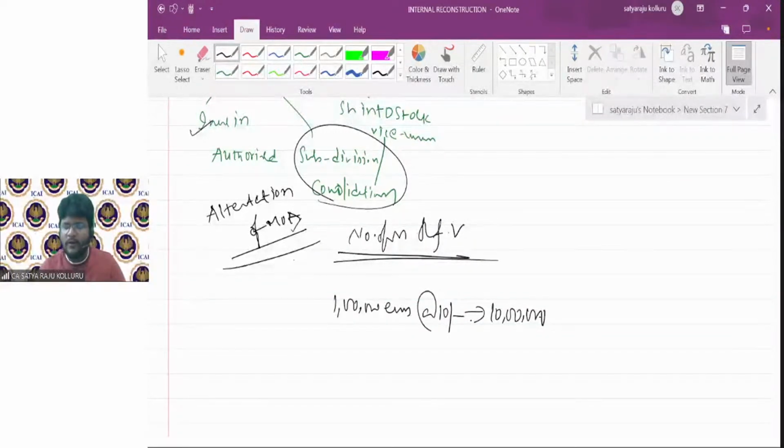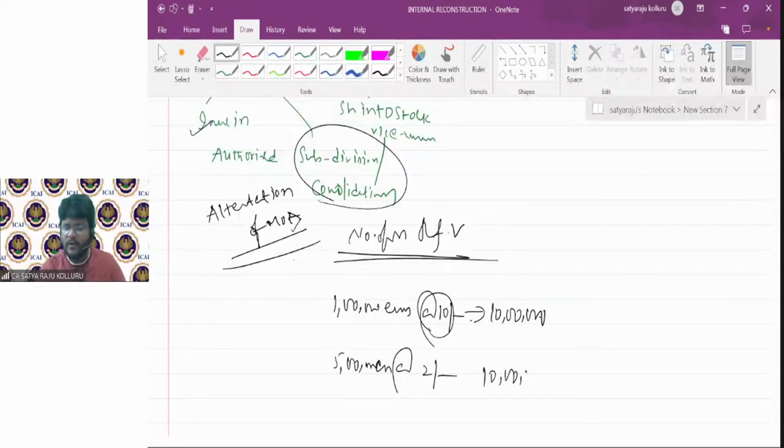Now the company wants to decide to subdivide each share into 5 shares. Each share into 5 shares means now the face value will become 2 rupees. Then how many shares will there be, guys? Can you please tell me? Each share into 5 shares, so 1 lakh shares will become 5 lakh shares. So 5 lakh equity shares at the rate of 2 rupees.